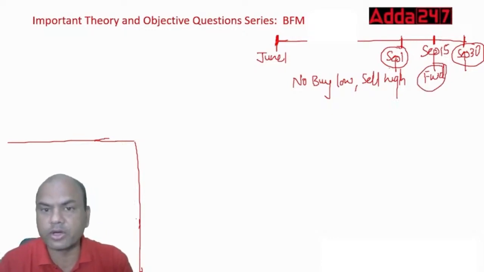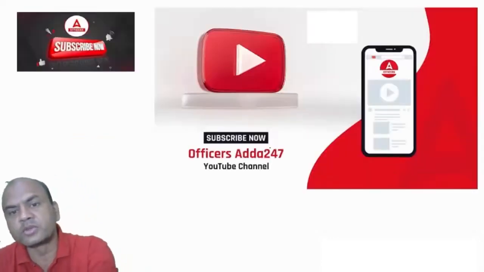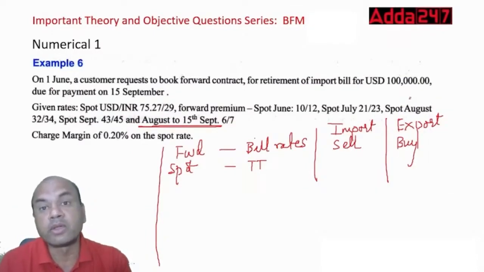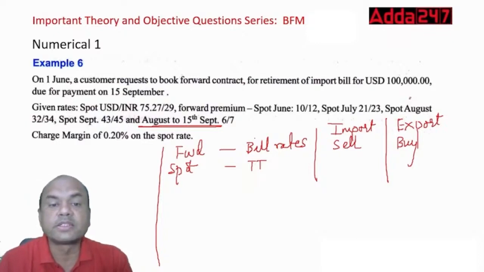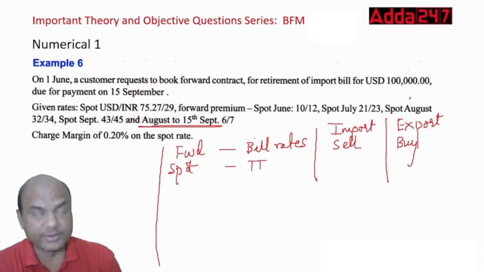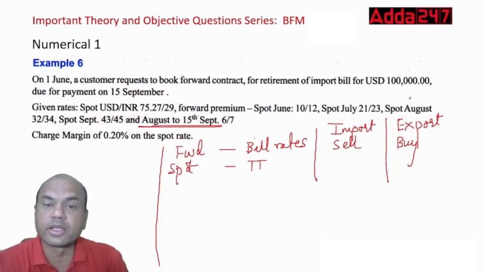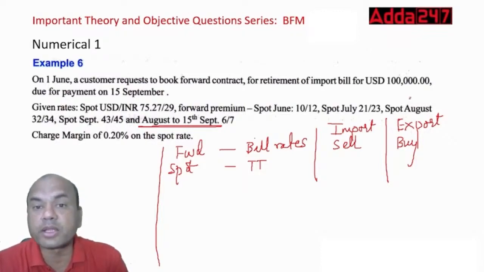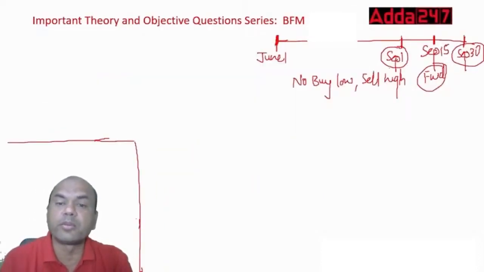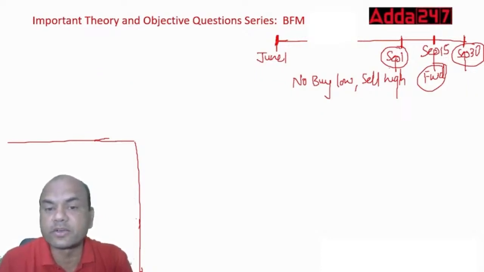Start from June. Whatever we have, start from the basic. What is the June rate we are having? June spot is given as 75.2729. Now I'll ask you the question. Is it 75.27 or 75.29? What will I take? It is an import transaction. Fast, fast, fast. Let me see in the comment section. We don't have time. It is 75.29. Import means sell. Sell means right side, 75.29. This is the rate I'll be taking.